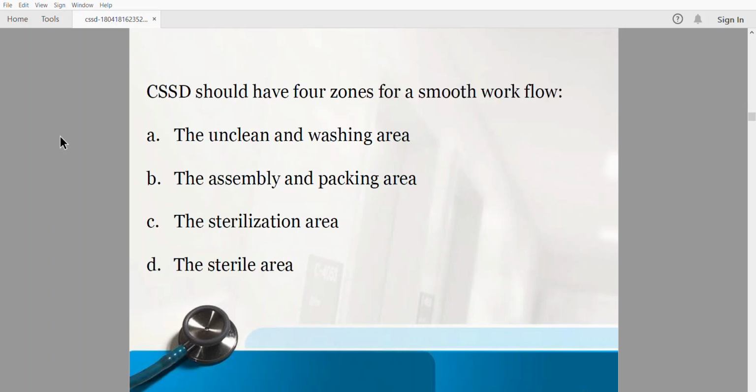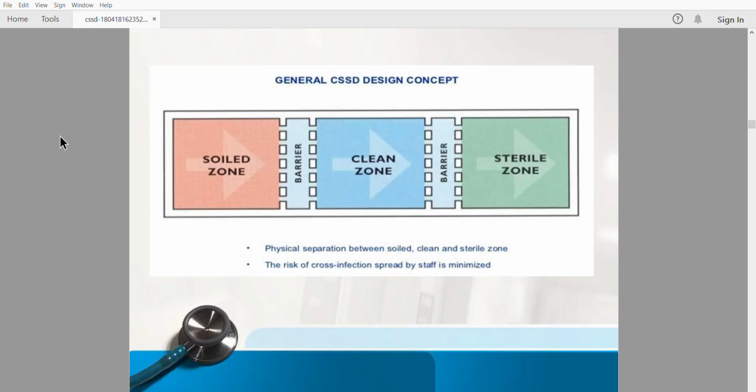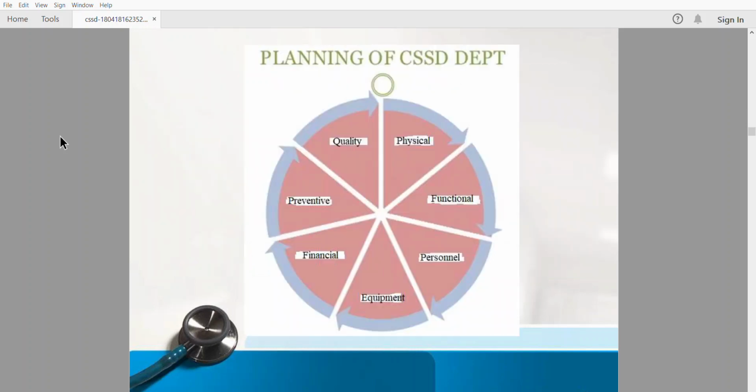The CSSD should have 4 zones for a smooth workflow: unclean and washing area, assembly and packing area, sterilization area, and sterile area. So this is a general CSSD design concept: soiled zone, clean zone and sterile zone with a barricade between them. Planning of the CSSD department consists of quality, physical, functional, personnel, equipment, financial and preventive aspects.